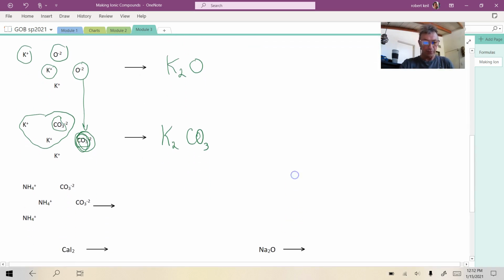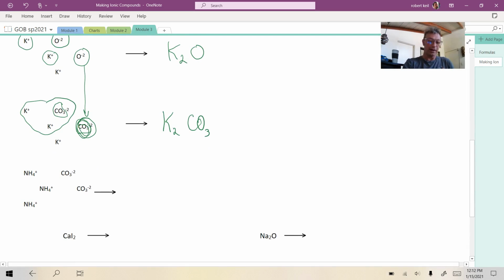And this can get even more complicated if I replace the K with a sort of complex one, ammonium, this little NH4 group, right? So it's the exact same thing, but now I have to use parentheses. And I say, hey, there's 2 of those NH4 groups.